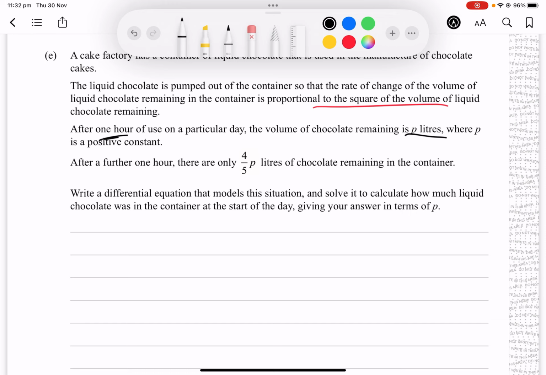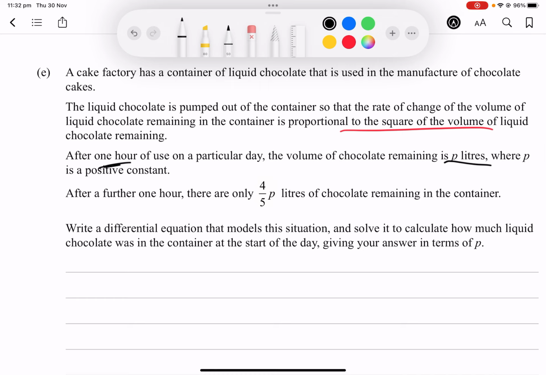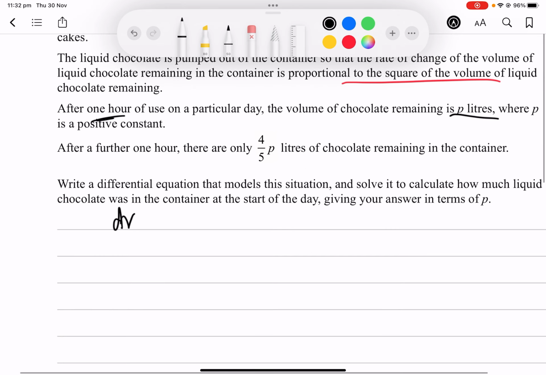So what we want to do is write a differential equation that models the situation and solve to calculate how much liquid chocolate was in the container at the start of the day, giving your answer in terms of p. Okay, brilliant. So there's a lot of stuff going on here. There's p, there's 1 hour, 2 hours. But the thing we want to start off with is the information that the rate of change of the volume is proportional to the square of the volume. So let's just get that down first. The rate of change of the volume, dV/dt, is proportional to some k, we don't really care what it is, some constant times the volume squared.